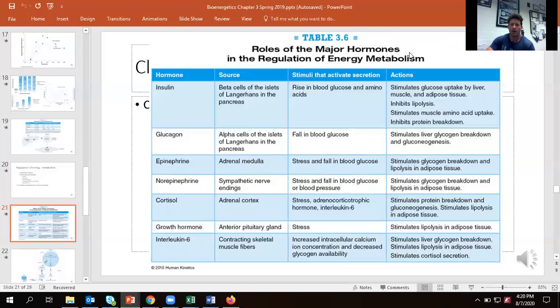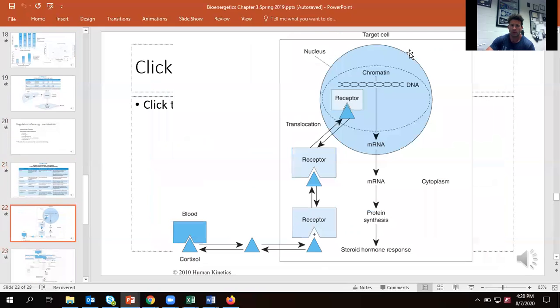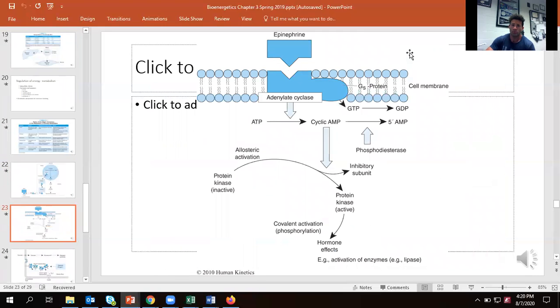Now, here are the areas that these hormones come from, what they're going to do, and their actions. Take your time, read through it, don't rush it, pause the slide. This is how a hormone works. That happens to be a steroid hormone because it works directly inside of the cell. This is how a protein-based hormone works, and this uses secondary messengers to affect change inside of the cell.